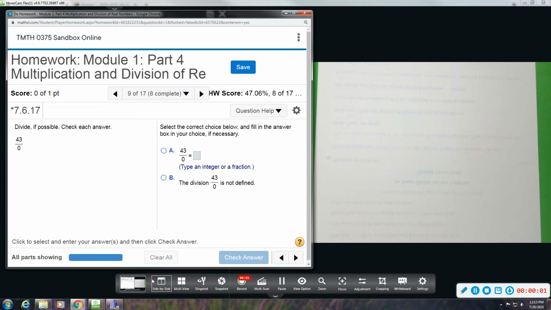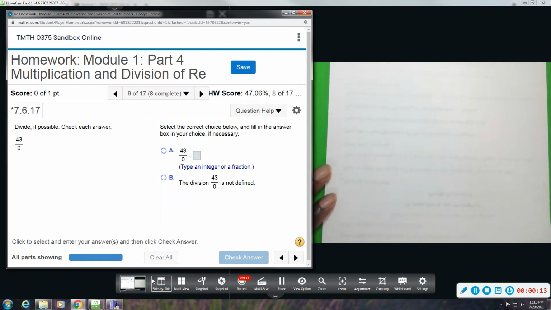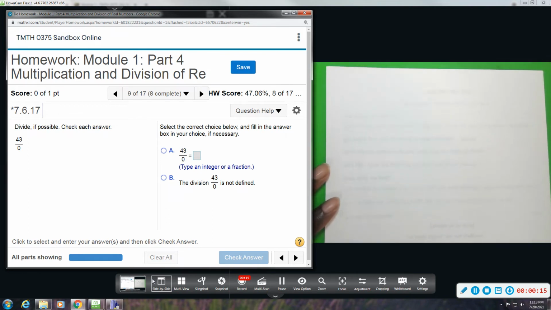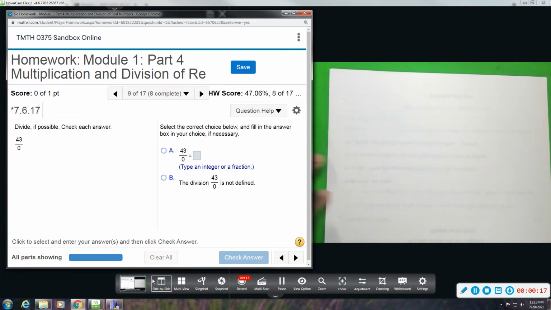Okay, number 9, I want to spend a little time talking about this one. This one is simple. It's a very important rule that you need to remember, that we cannot divide by 0. And I also want to mention, if you watch those extra credit videos, there was a proof there, and I will model it with some numbers to help you get a better understanding.